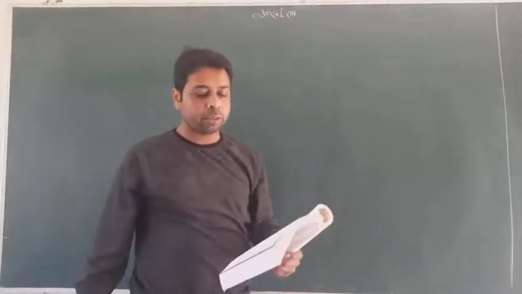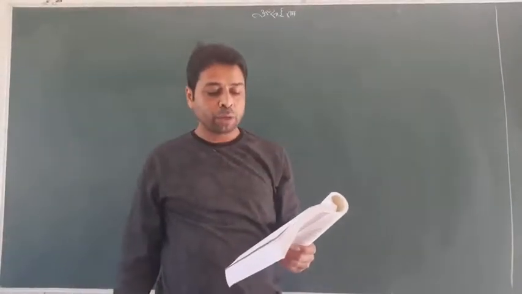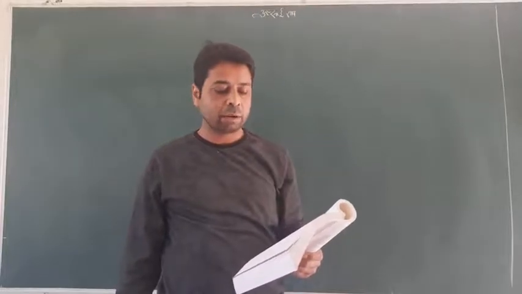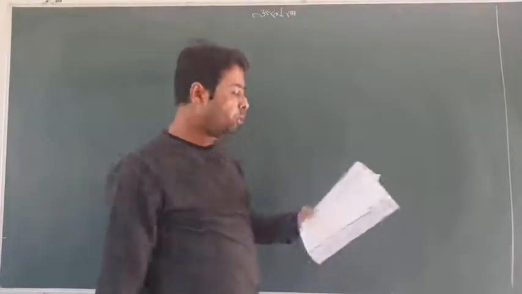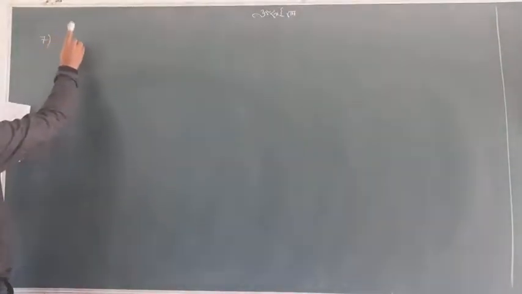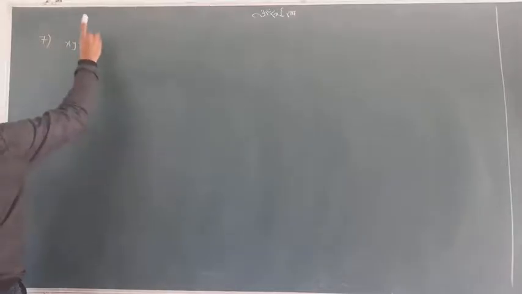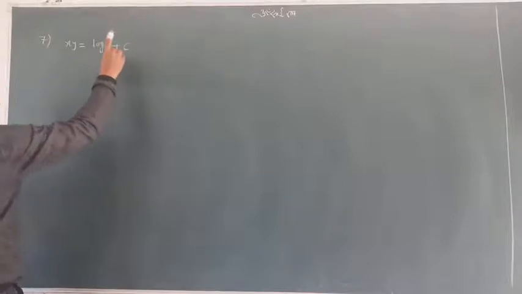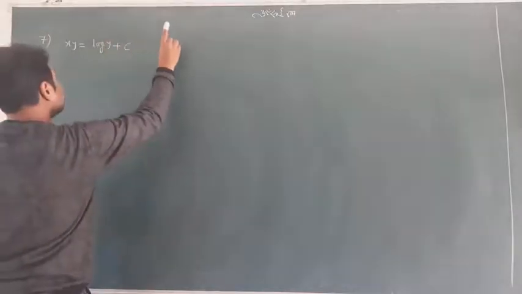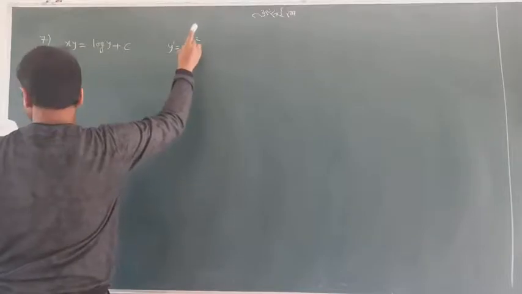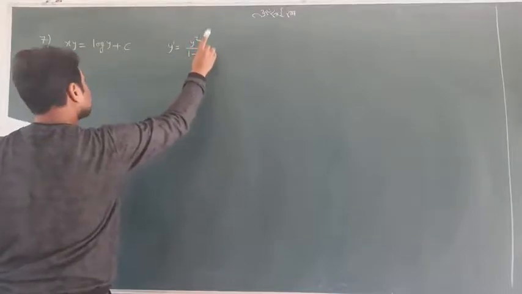Yesterday we started exercise 9.2. I did question number 6 as well as 4. Now I'll tell you some more questions of the exercise. Look at question number 7. It is xy = log y + c, and alongside it is given y' = y² / (1 - xy).